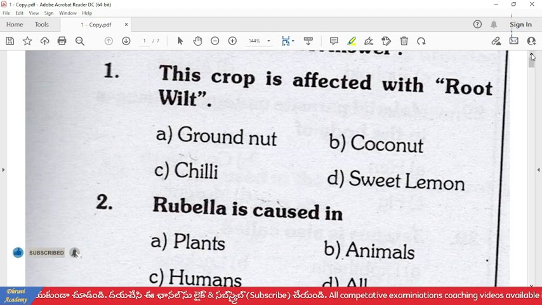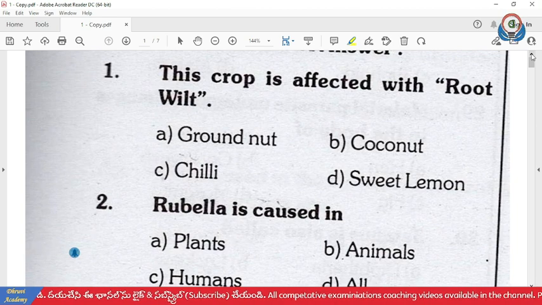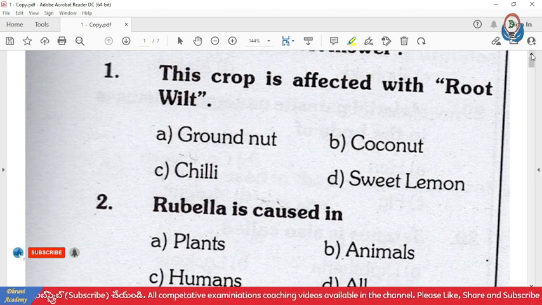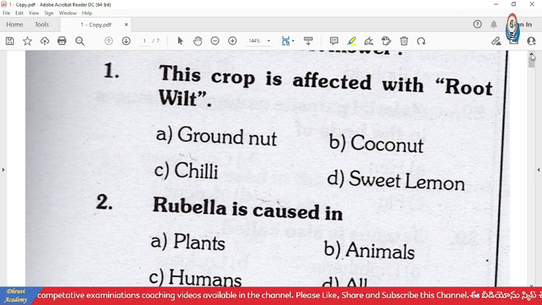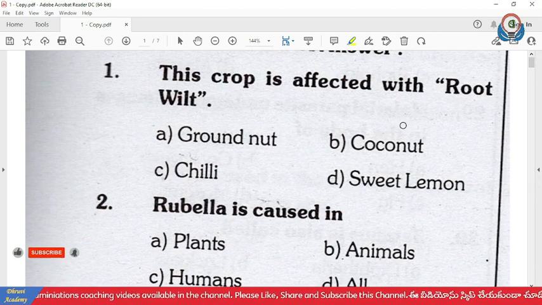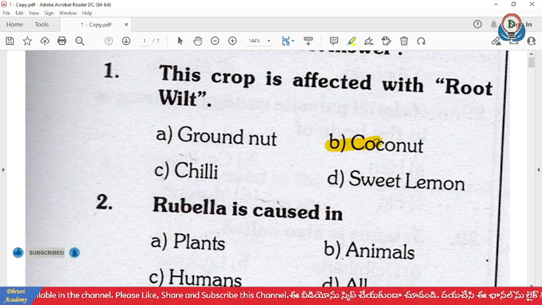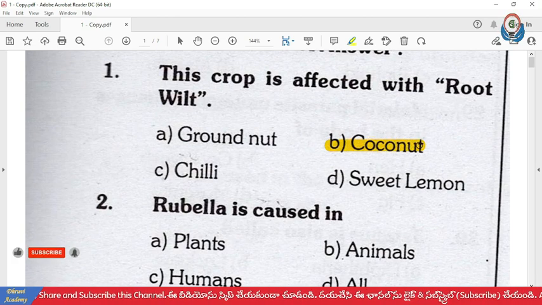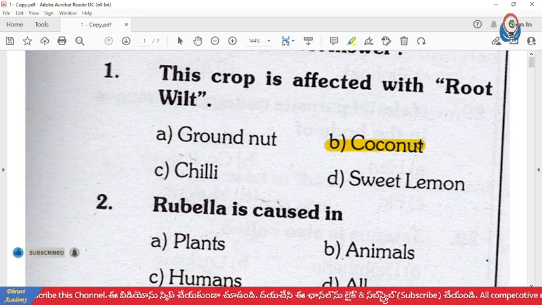First one question. This crop is affected with root wilt. Is it A groundnut, B coconut, C chili, or D sweet lemon? Its answer is: this root wilt is affected in coconut tree. Okay, this is affected in coconut tree.